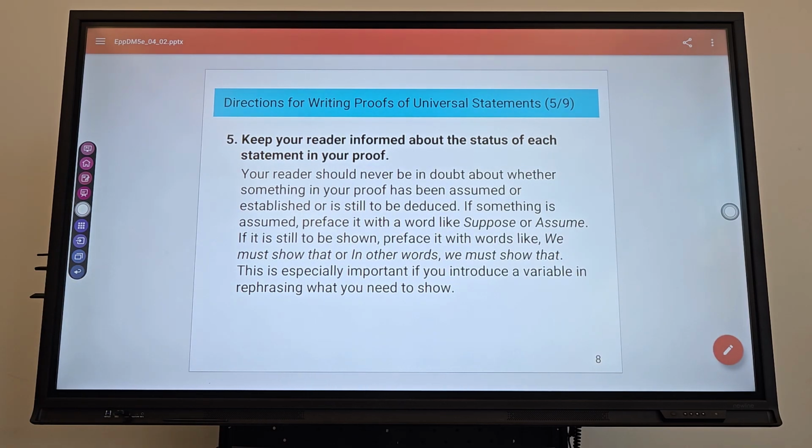Keep your reader informed about the status of each statement in your proof. Your reader should never be in doubt about whether something in your proof has been assumed, or established, or is still to be deduced. If something is assumed, say so. If it is still to be shown, say so. This is especially important if you introduce a variable in rephrasing what you need to show.